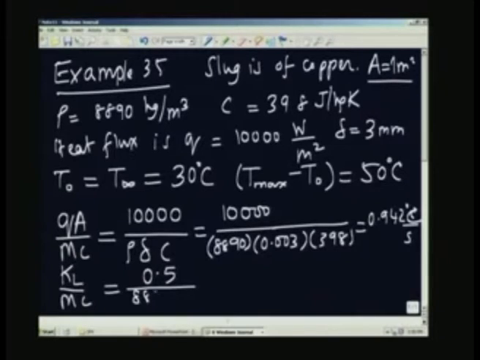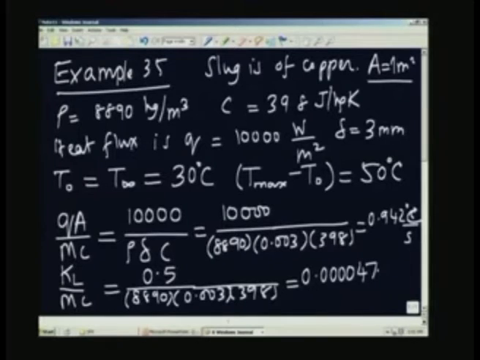So 8890 multiplied by 0.003 multiplied by 398. And this comes to 0.000047. The unit is per second. So the two characteristic numbers describing the problem are obtained.